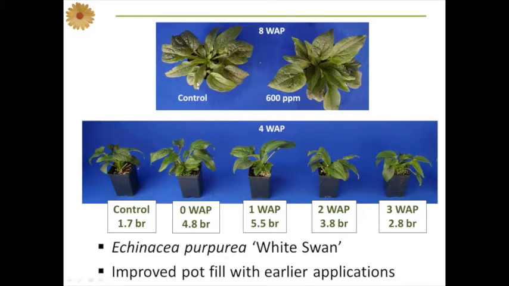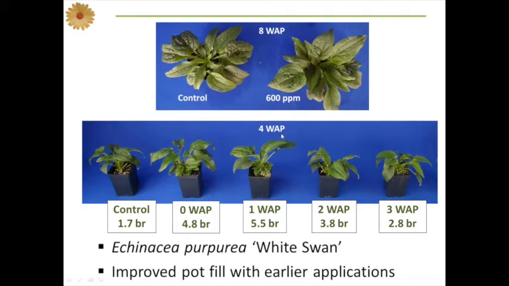This was a study we did looking at when to apply the Configure. We applied it at the time of transplanting and at 1, 2, or 3 weeks after transplanting. And at 8 weeks after planting, when all the plants were basically finished and starting to flower, we saw that all of the treatments resulted in a significant improvement in the number of branches. Basically, our treated plant here was running about 8 to 9 branches compared to about 2 on our control plant.